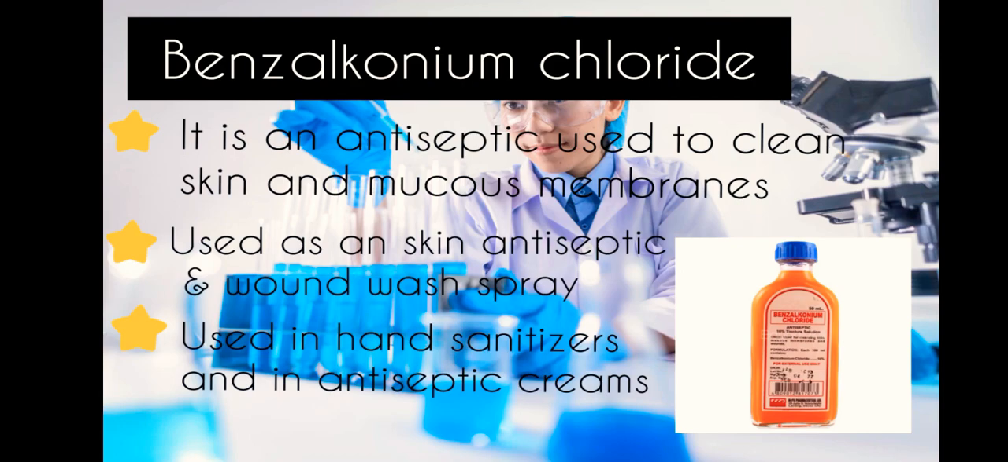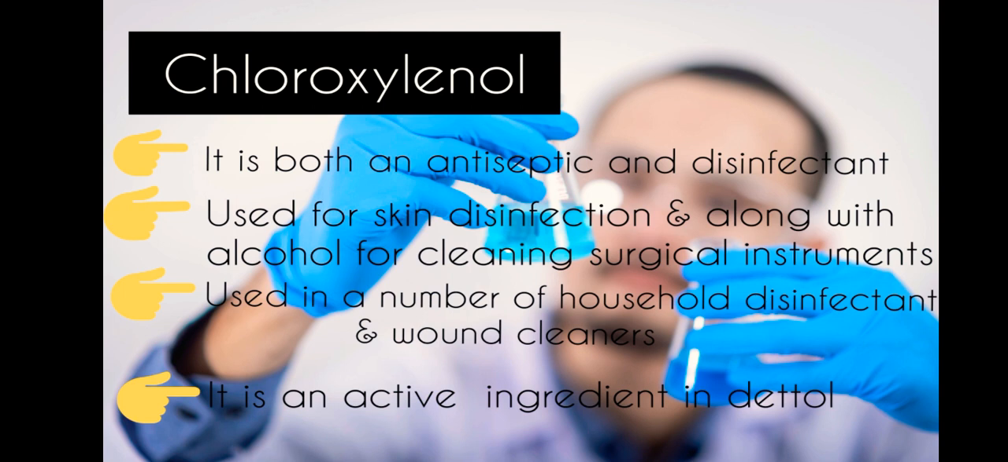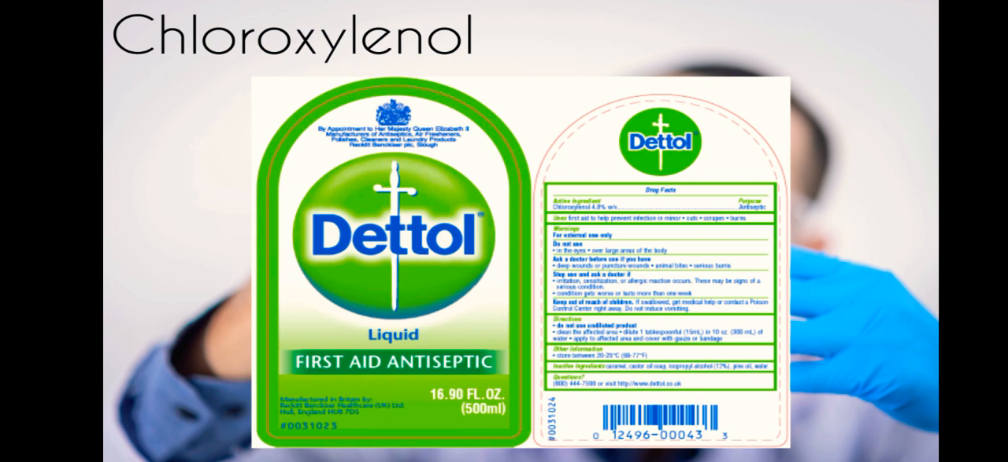Next is benzalkonium chloride. It is an antiseptic used to clean skin and mucous membranes. It is used as a skin antiseptic and wound wash spray, and it is used in hand sanitizers and in antiseptic creams. And the next is chloroxylenol. It is used as both an antiseptic and a disinfectant. It is used for skin disinfection and along with alcohol is used for cleaning surgical instruments. It is used in a number of household disinfectants and wound cleaners, and it is an active ingredient in Dettol.